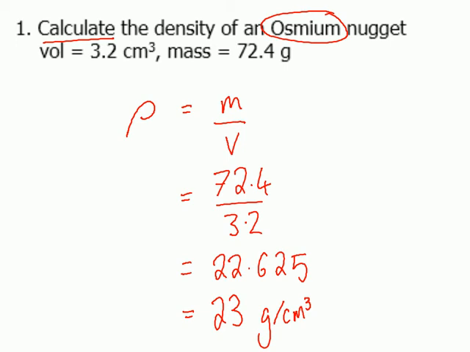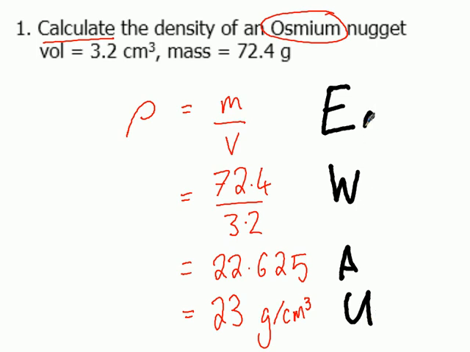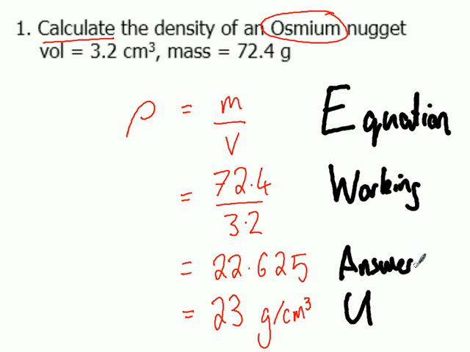If we notice, what we've done is we've used an equation, shown our working, put our answer, and then the unit. EWOW: equation, working, answer, unit. It's important in physics that we do that every single time. Okay, let's have a look at another problem.